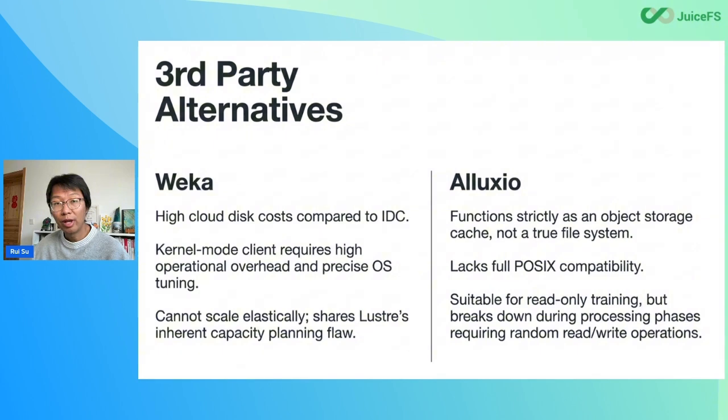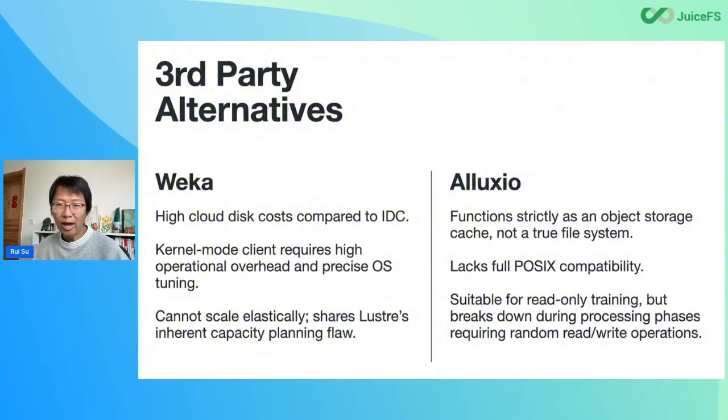Now, Alluxio, it is important to say this clearly. Alluxio is not really a file system. It's a cache and acceleration layer on top of object storage. The biggest advantage is transparency. You can put it on top of your current object storage without moving your data. But the trade-off is also clear. It doesn't provide full POSIX compatibility.